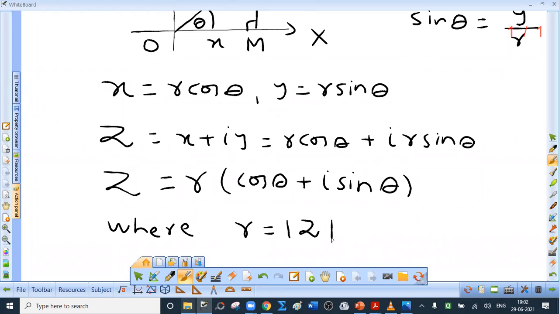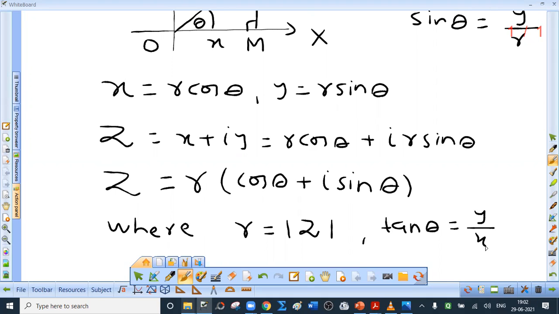Now this is called the polar form of a complex number. What is r? Mod z. And what is tan theta? We know that tan theta is nothing but y upon x. Yes, that's it. So this is about the polar form.